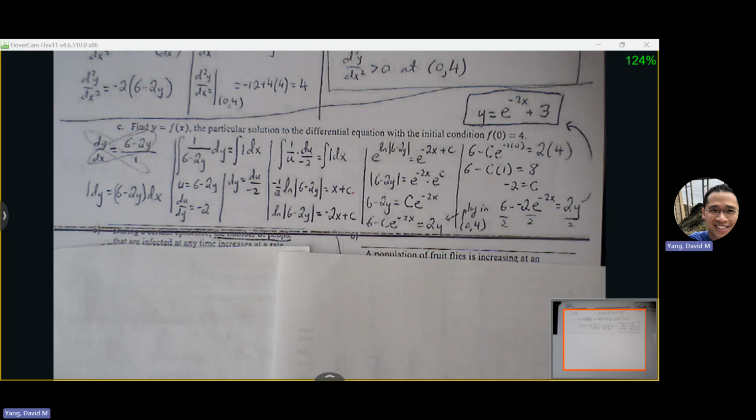But I think the big picture is that once you solve your differential equation, you decide how you want to get there. When do you want to solve for C? When do you want to solve for y? There's no one way to do it.